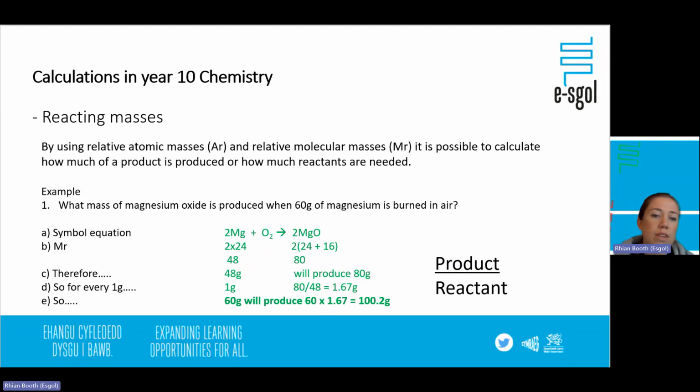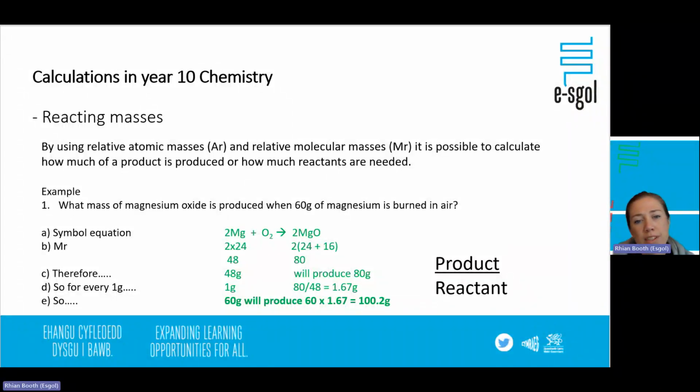Right, so if 1 gram produces 1.67 grams of magnesium oxide, then multiplying that by 60 will give me how much if 60 grams of magnesium is used, and the answer is 100.2 grams. Okay, so 60 grams will produce 60 times 1.67, giving me 100.2 grams. So you may need a little more time to have a look at that and the step-by-step, okay?